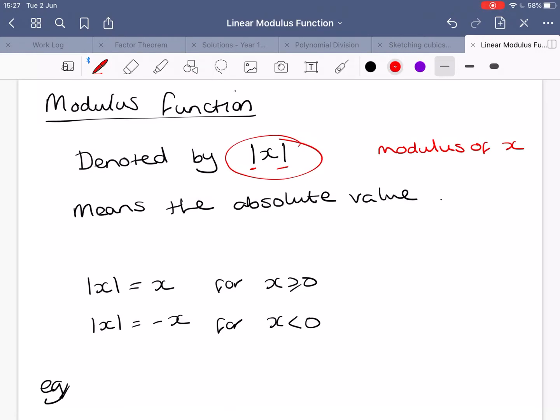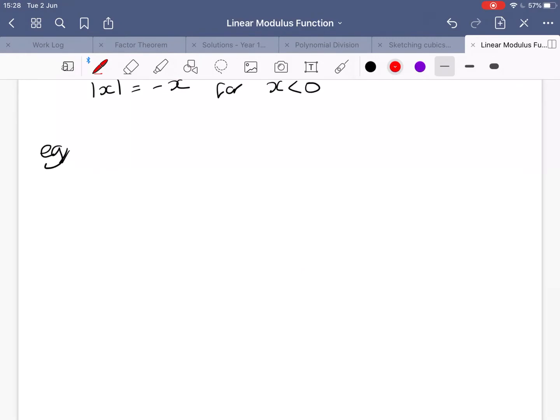And basically, if you've got a positive thing inside this modulus symbol, then the answer stays the same. If you've got a negative number, you just make it a positive value. So I'll give you a couple of examples. If I said, what's the modulus of 3? It would just be 3. If I said, what's the modulus of minus 5? That is going to be 5.